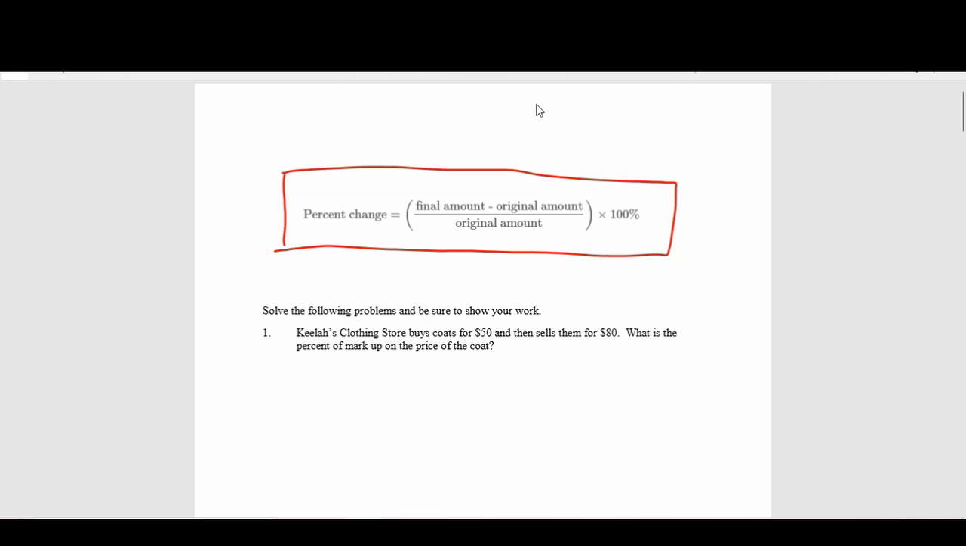Before we start the practice problems, I just want to simplify this formula for you. This is how I write it because I don't like memorizing all this. I say percent change equals final amount minus original amount over original amount times 100.